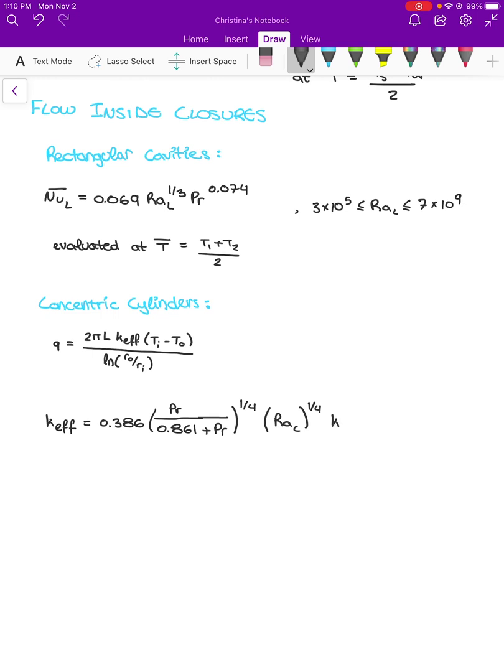Here, the subscript c means that the Rayleigh number must be evaluated at the critical length L sub c, which is equal to the following.